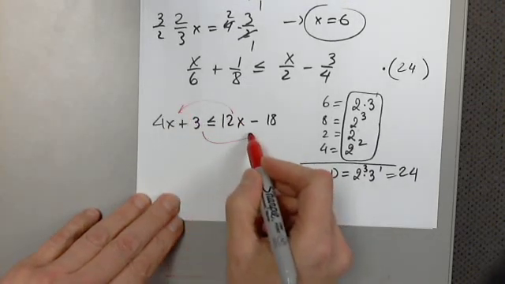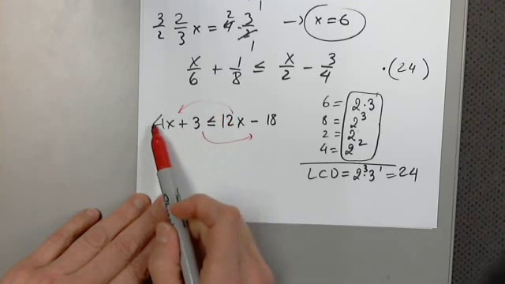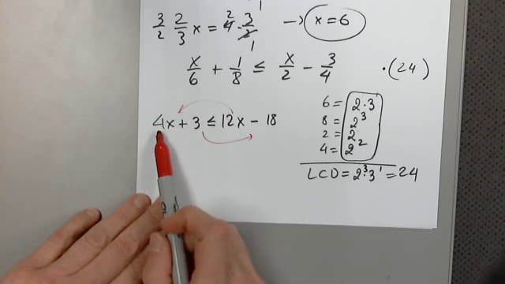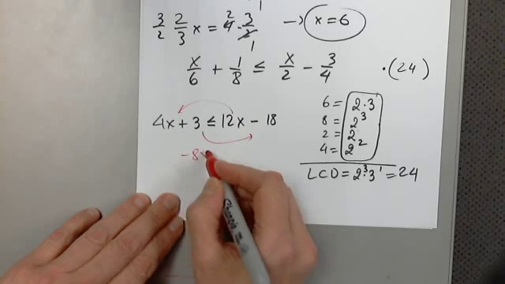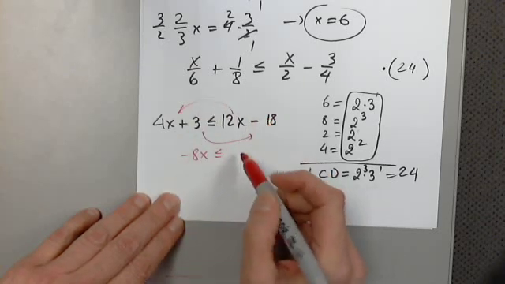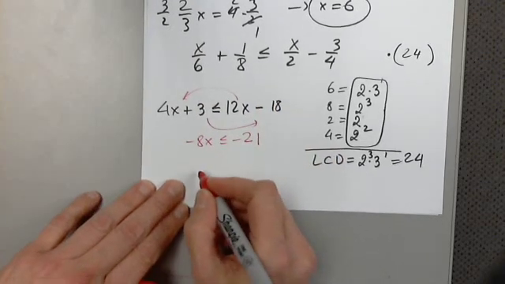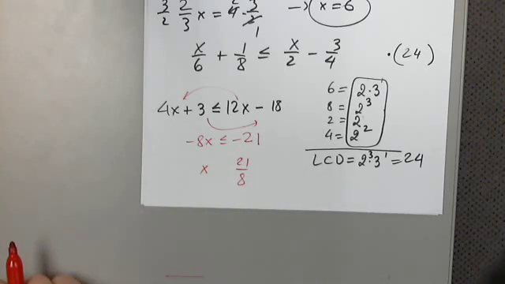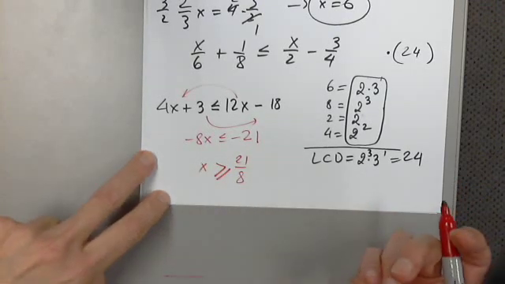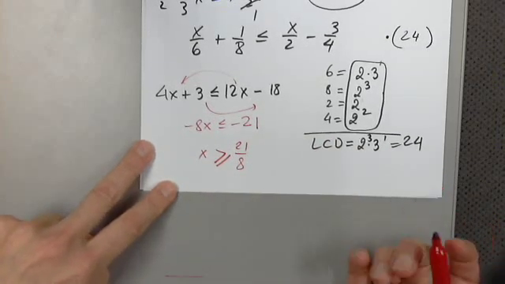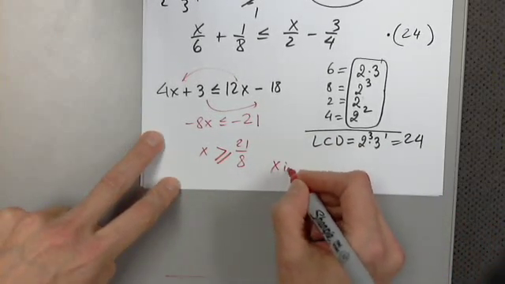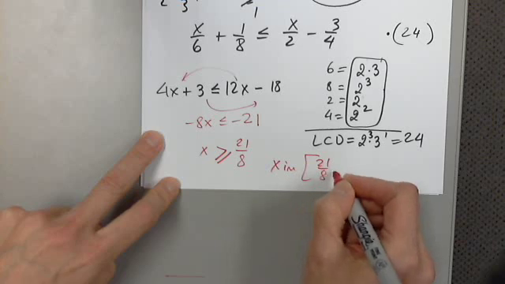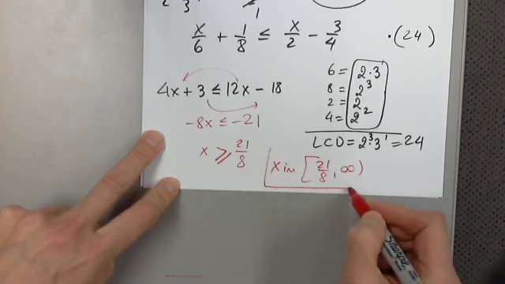I move 12, I move 3. So I bring in a negative 12. 4x minus 12x, negative 8x, less than or equal to, and I move 3, negative 21. So this is x 21 divided by 8. Now what? Why? I'm dividing by a negative number. Awesome. So then x is in the 21 over 8, comma, infinity.